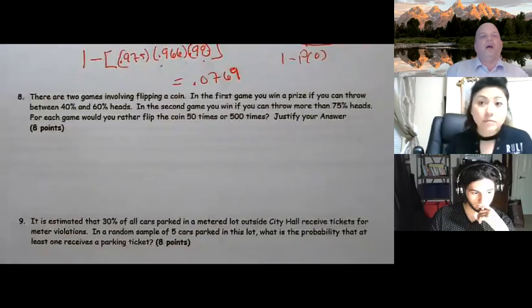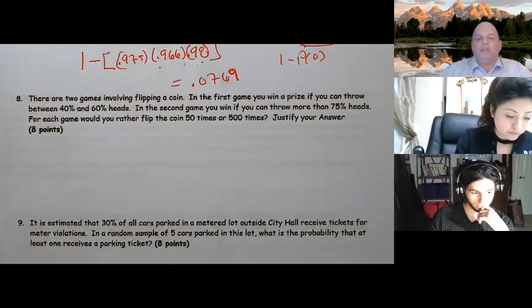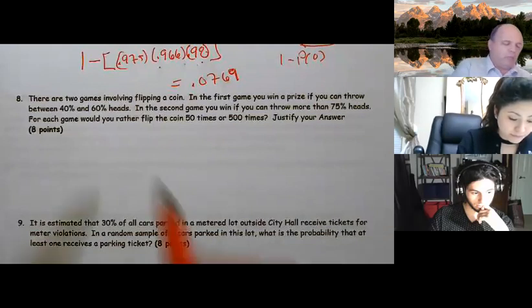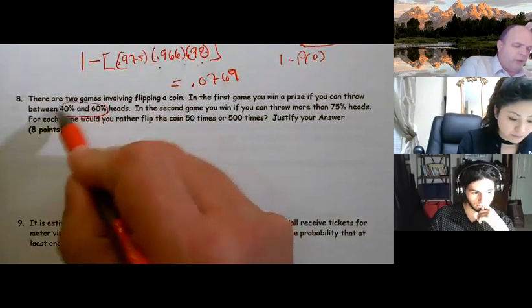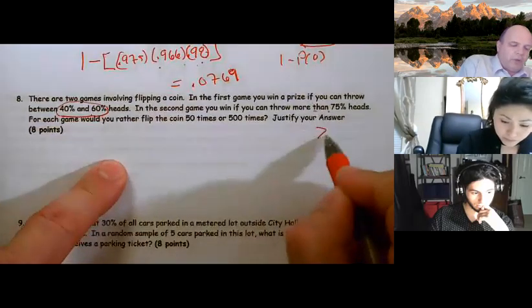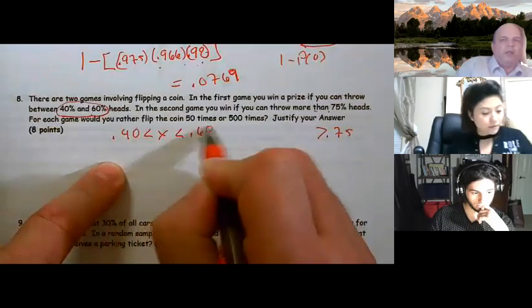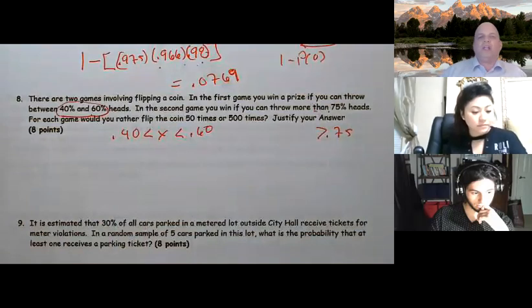There are 2 games involving flipping a coin. In the first game, you win a prize if you throw between 40 and 60% heads. In the second game, you win if you can throw more than 75% heads. For each game, would you rather flip 50 times or 500 times? So basically we have between 40 and 60% here, and then we have to be greater than 0.75. So 0.40 less than X less than 0.60. That's what we're looking for, and we're trying to determine whether we're going to flip 50 times or 500 times.